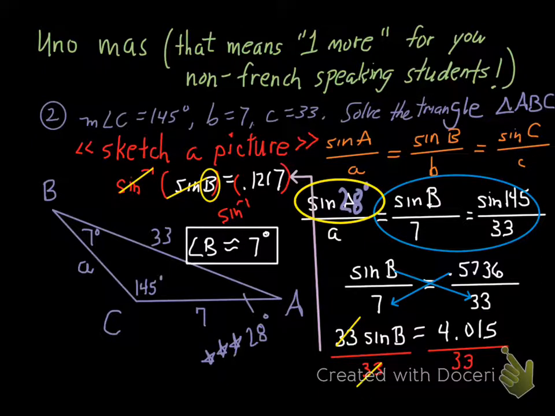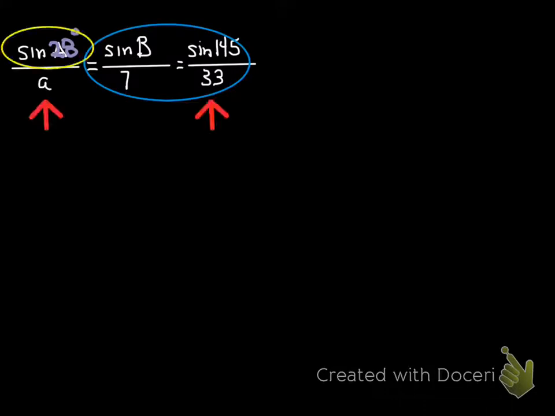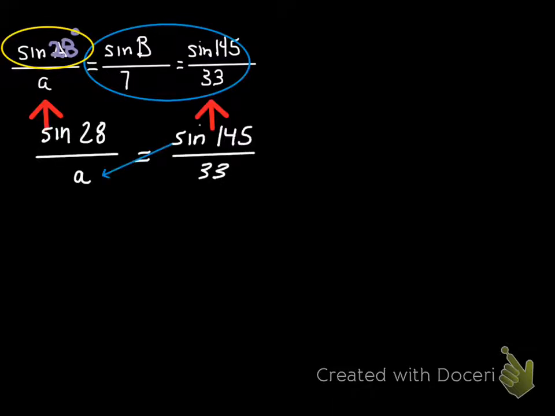All right. So I'm going to replace the sine of angle A with the sine of 28 degrees there. And now I know that I'm going to be able to use my first fraction and the third fraction in order to solve for the side length A. So I've got sine A over A. Here are all three fractions, but I'm going to use the first and the third as pointed out by those red arrows. Rewriting this, sine of 28 over A equals sine 145 over 33.